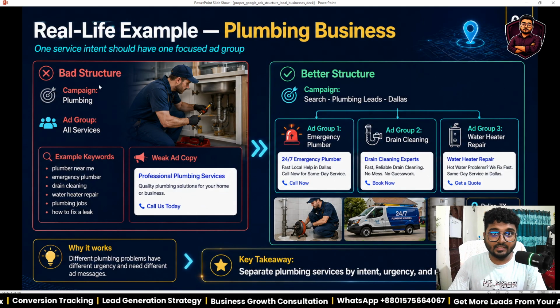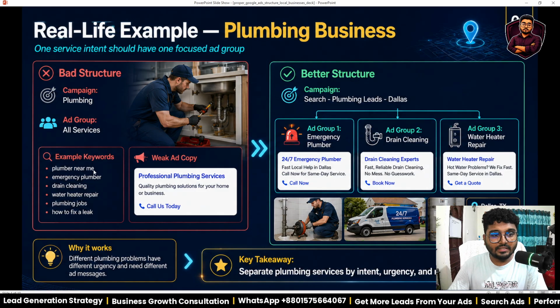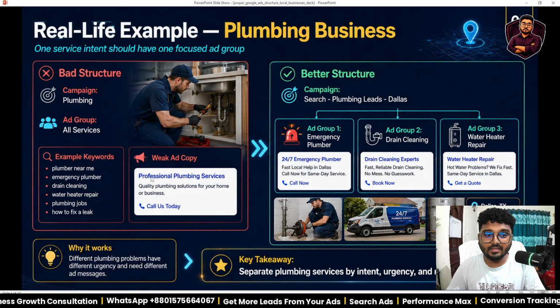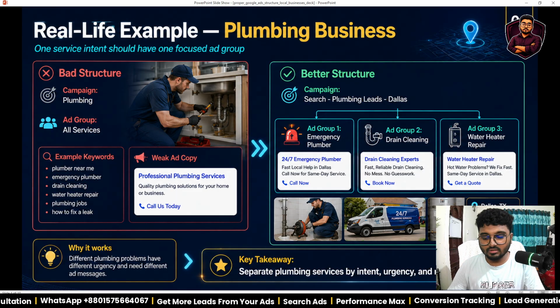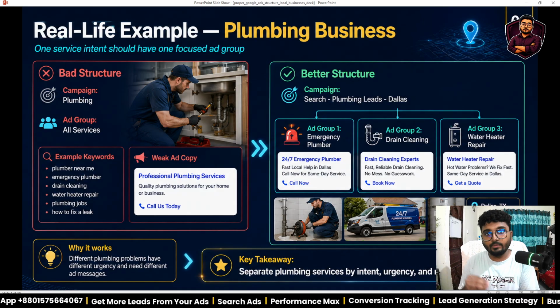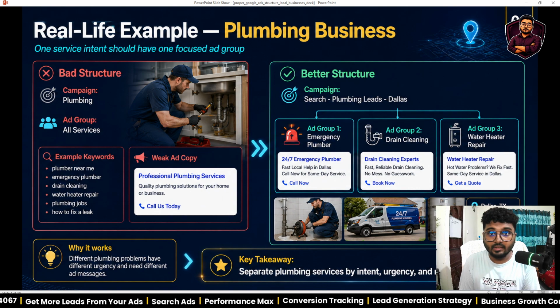So this is the bad structure. Campaign: plumbing. Ad group: all services. Example keywords: plumber near me, emergency plumber, drain cleaning, water heater repair, plumbing jobs, how to fix a leak. Weak ad copy: I just put "professional plumbing service, quality plumbing solution for your home." That's not a good thing. We need to specify our services. In every ad group, we need to specify what I give to my customer, right?